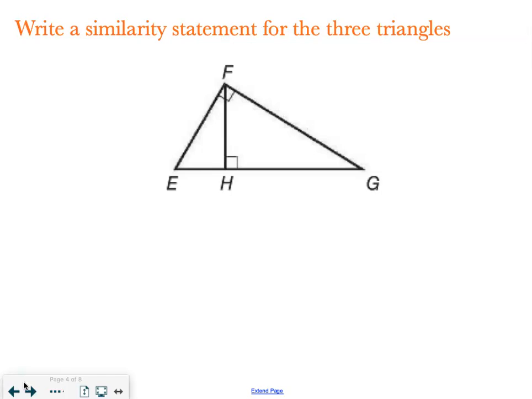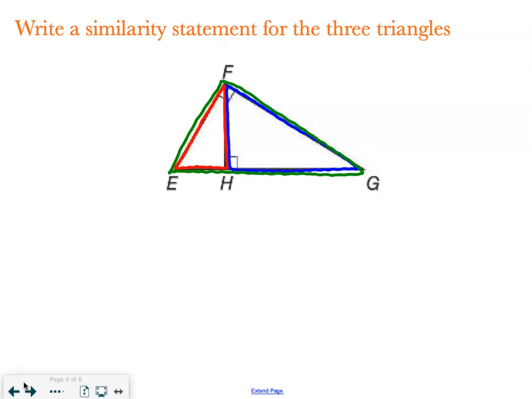It says write a similarity for the 3 triangles. So first off, do we even see 3 triangles here? I have this red one, right? Then I have this blue one, right? And then I have the big guy.